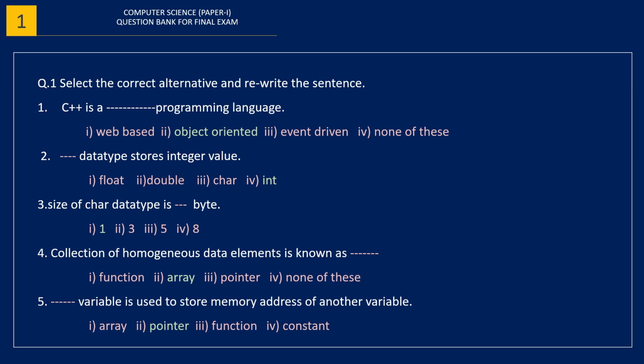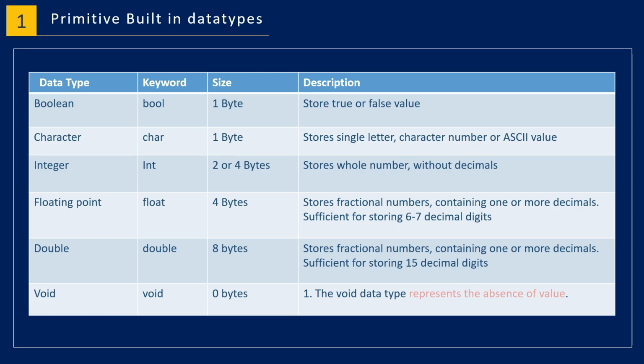Is it object oriented? Yes, C++ is an object oriented programming language. So we are going to study the objects, classes, derived classes and all. So it's an object oriented programming language. Dash data type stores integer value. It's very simple. The int data type will help us to store the integer value.